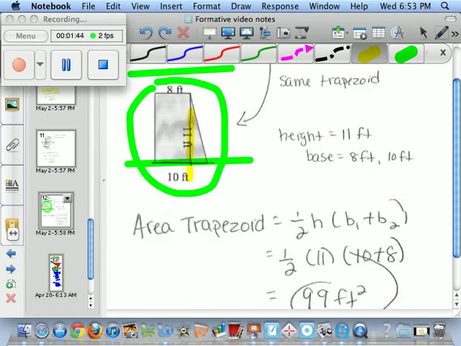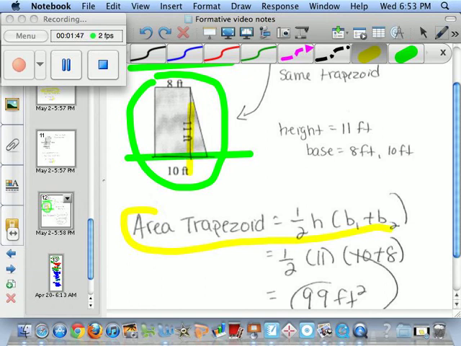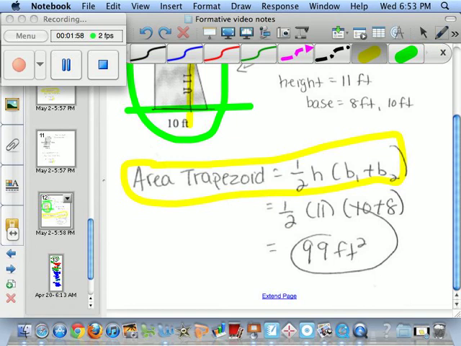We need to know that the area of a trapezoid is half of the height, and you add your bases together because they're different lengths. Simply identify your two bases and your height, replace them with what H and B are in your problem, and you are left with your area. And again, remember, it is squared.